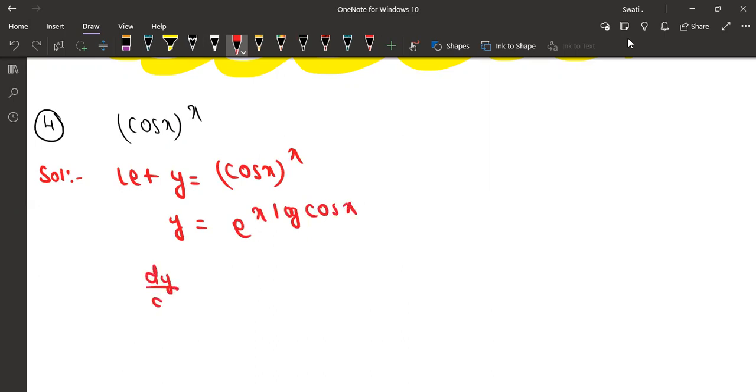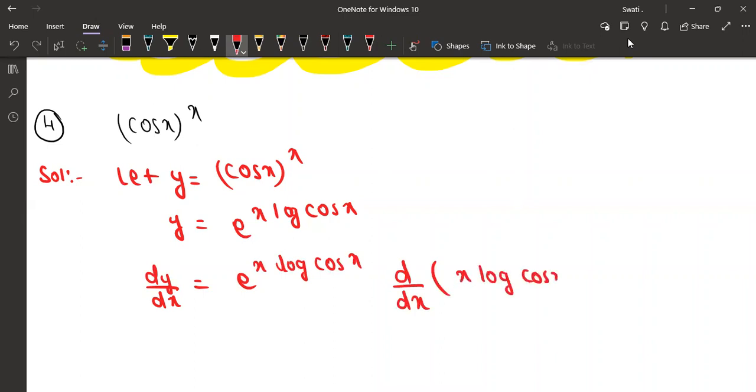So for the derivative, that means dy/dx, keeping the exponential function as it is, so e raised to x log cos x. And then by chain rule, we will do the derivative of this function, that is x log cos x. Now, this we can write as the back step, that is cos x raised to x. And here, by using the product rule, we keep x as it is, and we will do the derivative of log cos x.